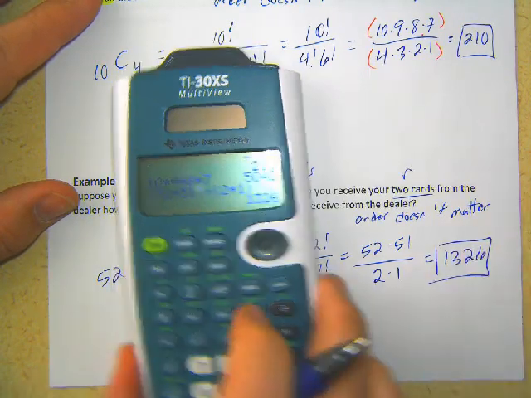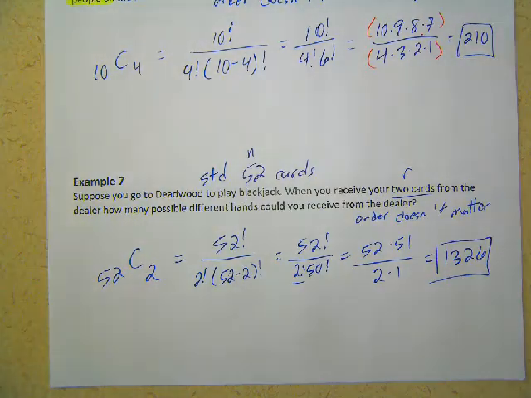So that's why blackjack has so many different ways to play it, because just one deal of the hand, you have 1,300 possible hands. And again, this is not accounting for order. If I get an ace of spades and a jack of clubs, or a jack of clubs and an ace of spades, those would count as the same hand, because we don't care which order you got them. We just care about which 2 cards you got. That's how this works.